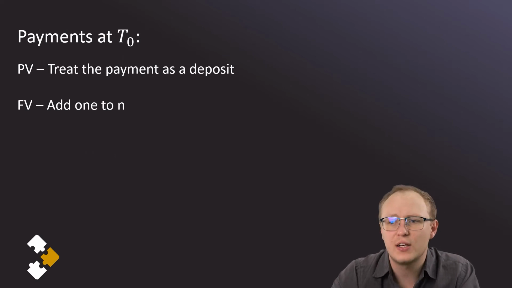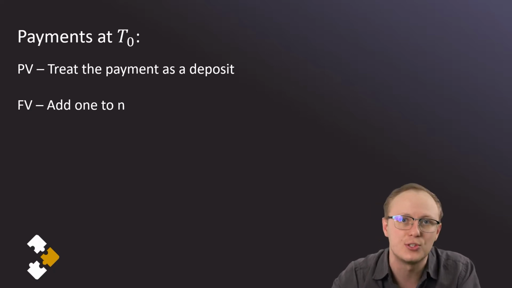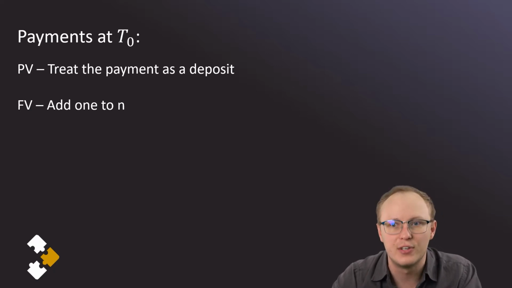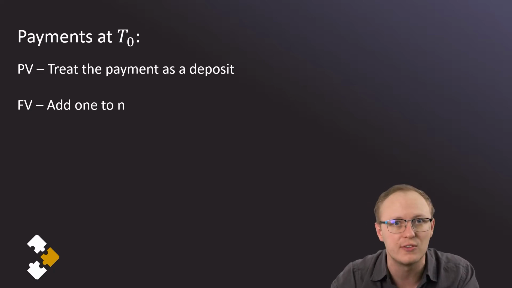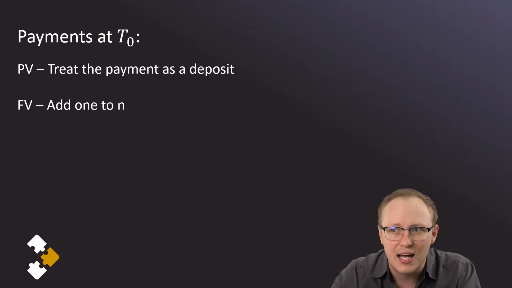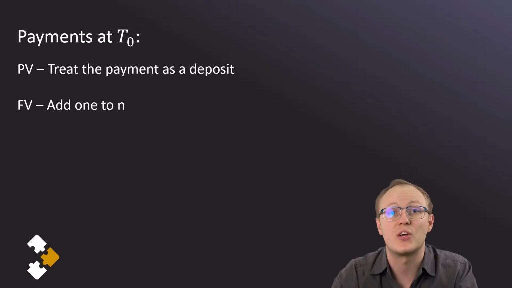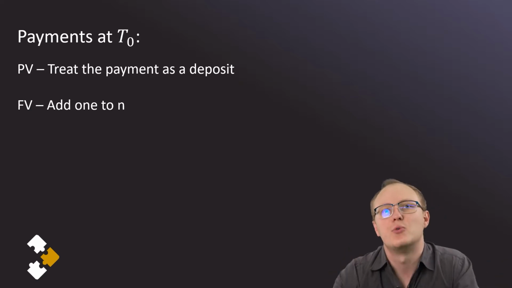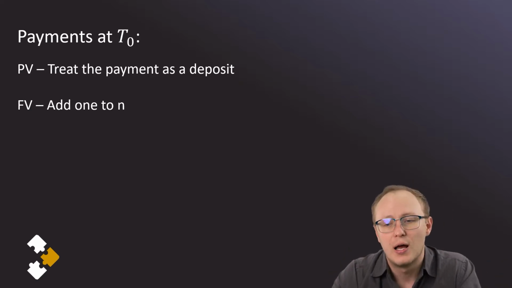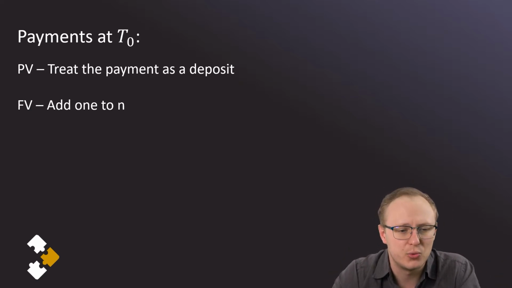Okay, so let's talk about payments at T nought. So we said that one of our implicit assumptions that goes with the use of the formula is that the annuity has to be in arrears. The payments happen at the end of the period. Now, sometimes that's not going to be the case. We're going to have a payment that is made on day one, which now is a bit of a pickle. So let's see how we deal with that.